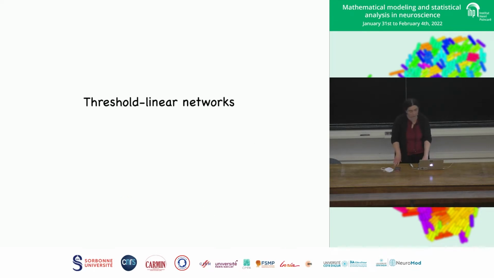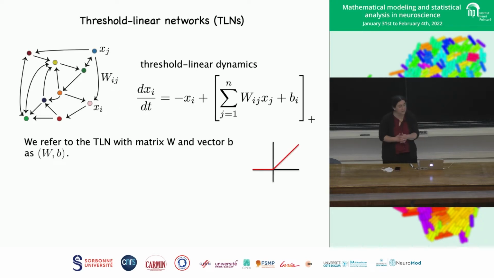In my work, we are focused not on the Hopfield model, but on, I think, a more modern version of it: threshold linear networks. These are really a firing rate model. Again, you have neurons interacting according to recurrent connections, so there's a W matrix that captures the strength of the connectivity.